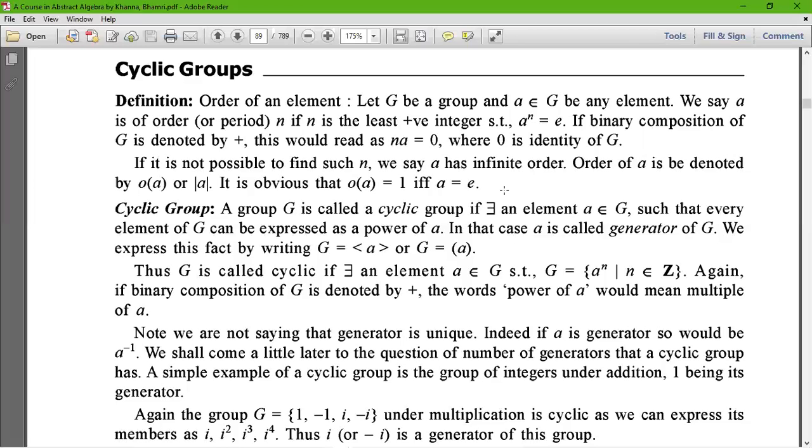Now, a simple example of a cyclic group is the group of integers under addition, here 1 being its generator.